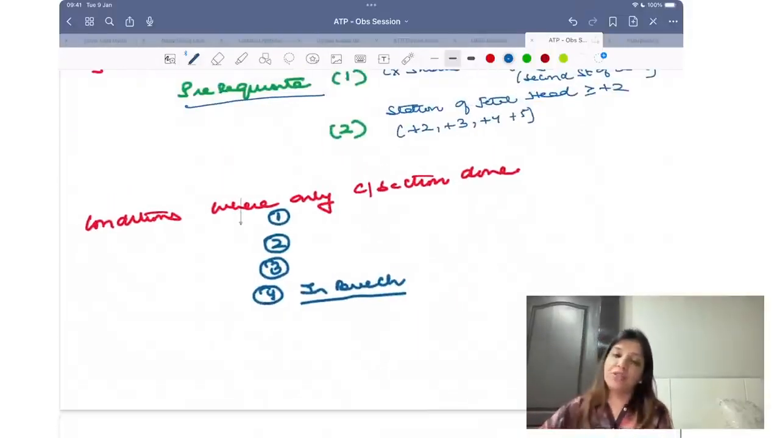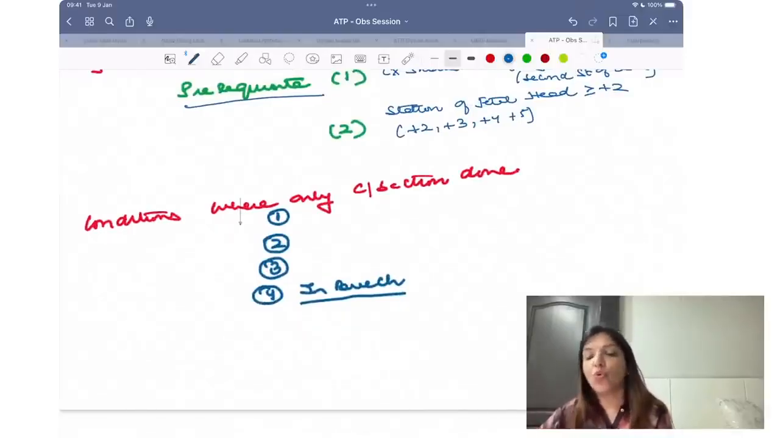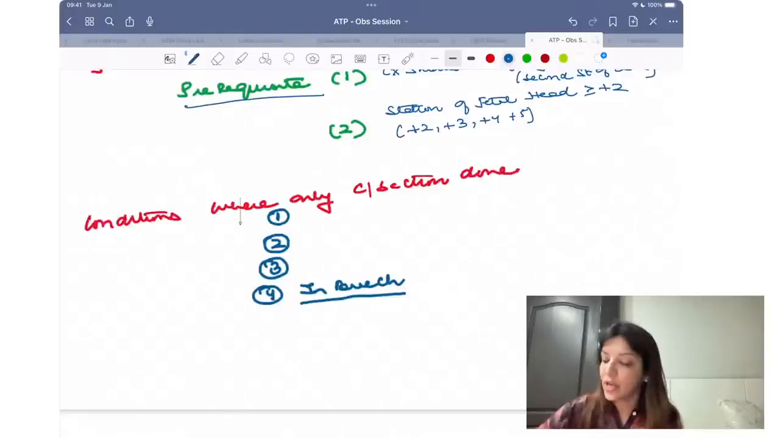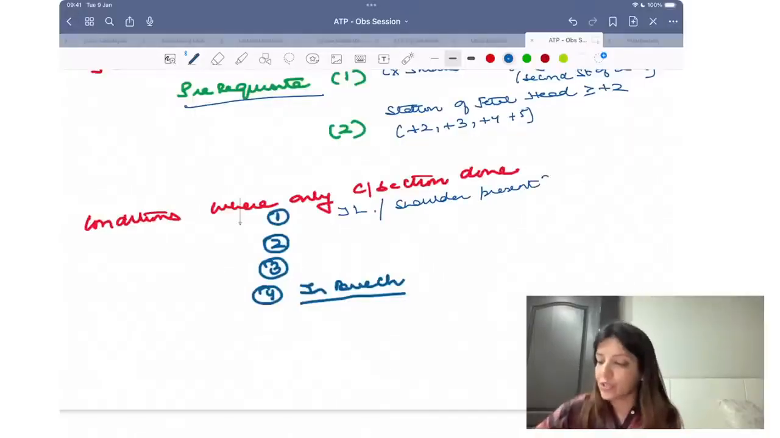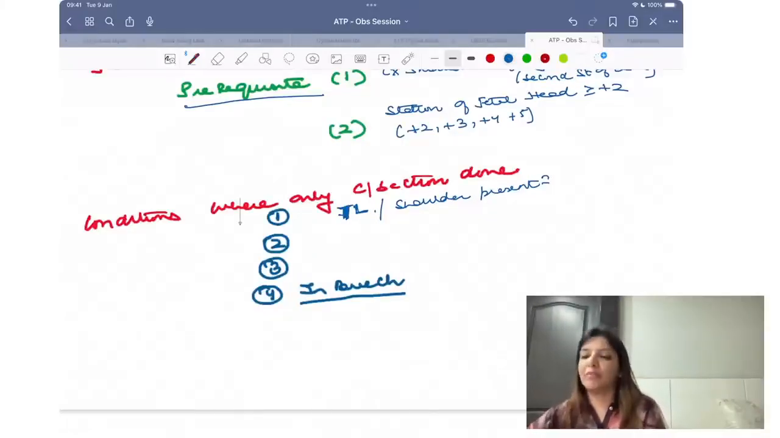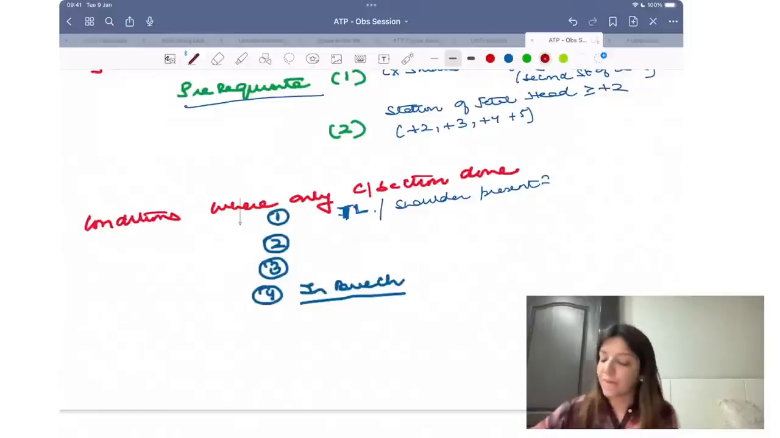Now, what are the conditions where you have to do only cesarean section in case of malpresentations? In case of malpresentations, you have to do cesarean section in transverse lie. It can be transverse lie or shoulder presentation, anything can be given to you. In transverse lie or in shoulder presentation, whether the baby is alive or dead, you have to go for cesarean section.